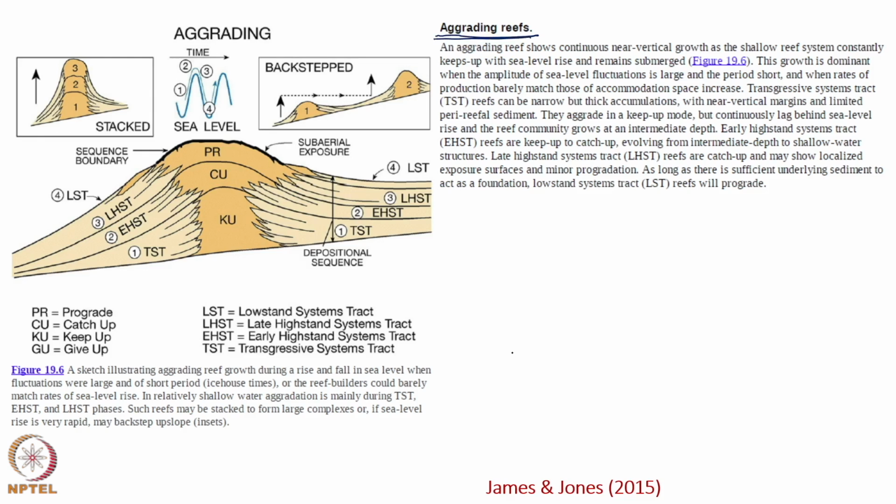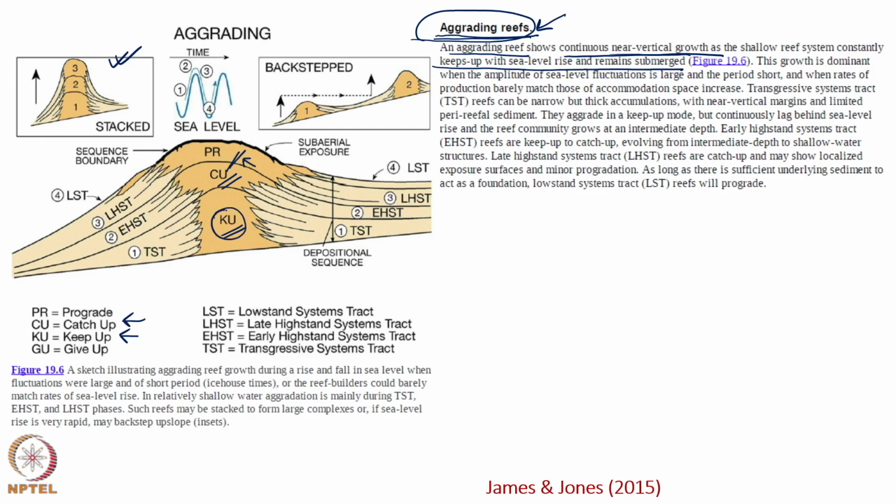What happens in case of aggradation in the classic diagram of sequence stratigraphy? Vertical or near vertical stacking or growth of sediment happens. If that happens on the reef, we call the reef as the aggrading reef. It constantly keeps up with sea level rise and remains submerged. This is the diagram. However, in the process of this journey, the aggrading reefs can be considered to be first the keep up reef, then the catch up reef, and then finally the prograde situation.